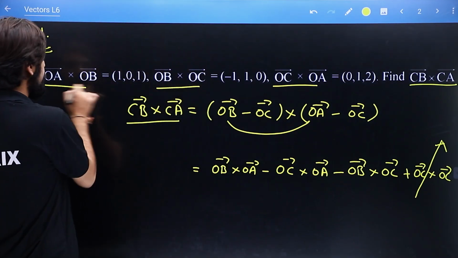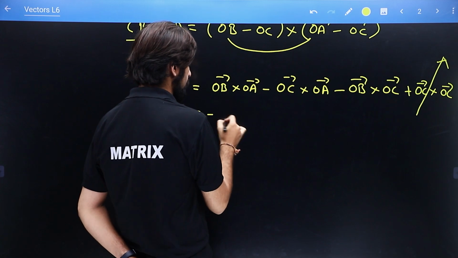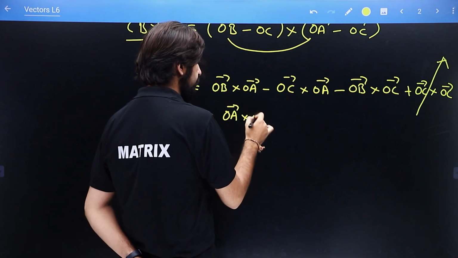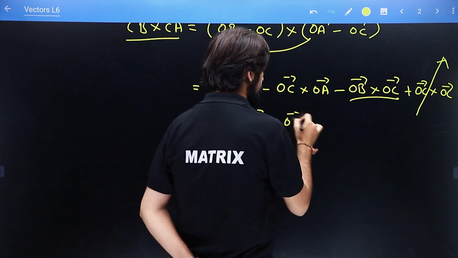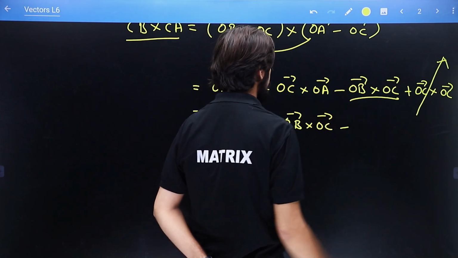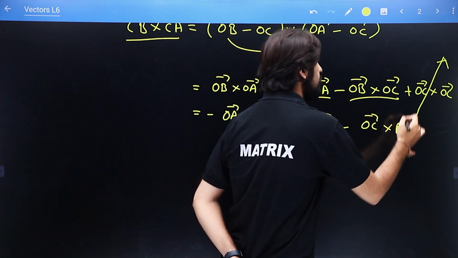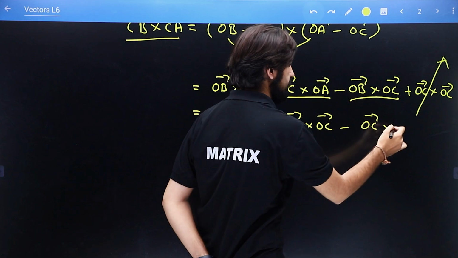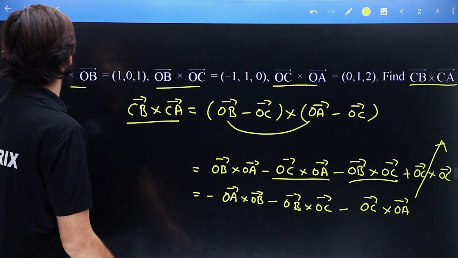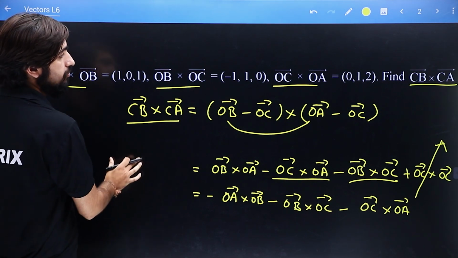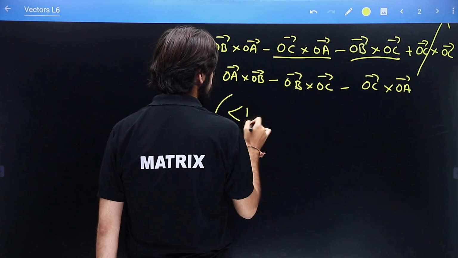What is given? OA cross OB is given. We have written OB cross OA, so we can write it like this: minus OA cross OB. Then we can write this one: minus OB cross OC minus OC cross OA. And what is given in the question? Let's see. It is given that OA cross OB is (1, 0, 1) minus (1, 0, 1). Okay. So we can take the minus outside. What can we write? (1, 0, 1).